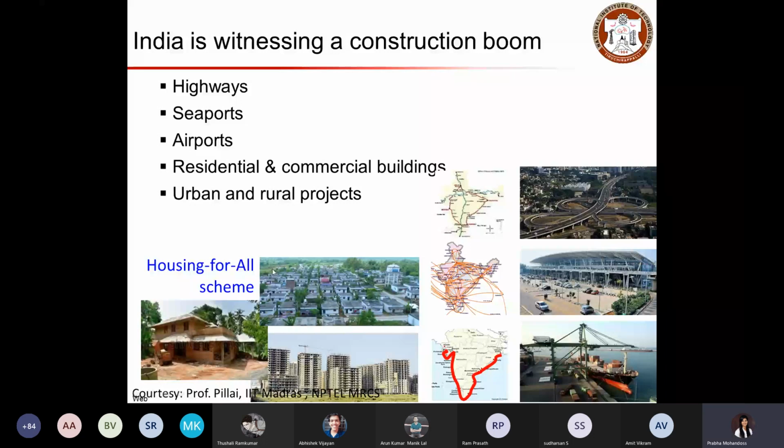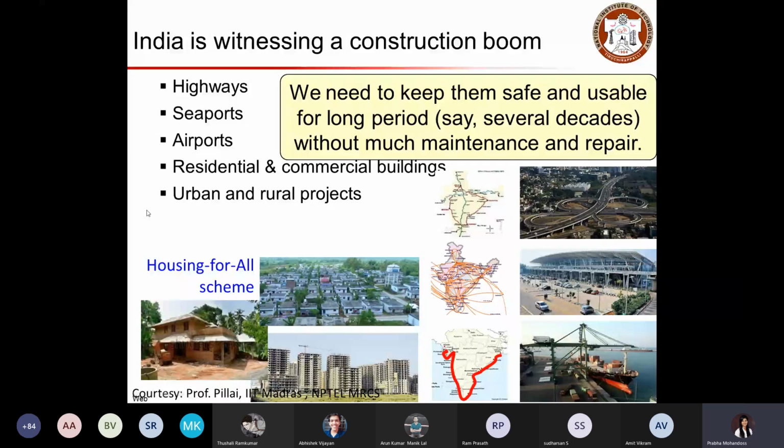So when we do such things, it's very important to keep them safe for a long period. Once you construct your structure, it is expected to serve for at least 50 plus years. And if you are constructing a huge infrastructure project, then it is expected to serve for at least 100 plus years. So the structure that you are going to construct is going to stand for several decades.